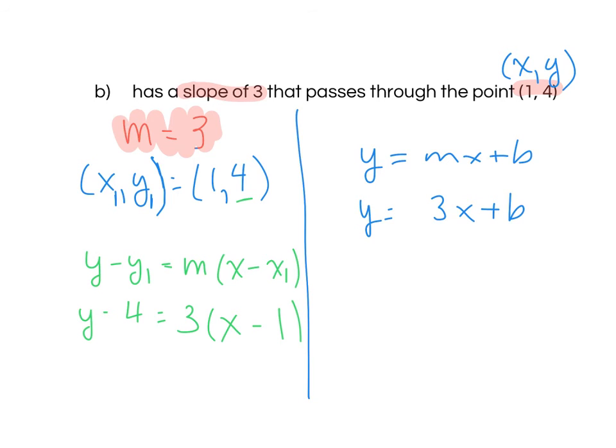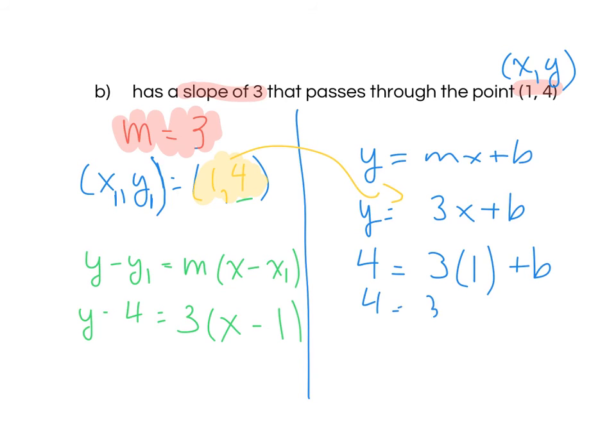So all I'm going to do is take this coordinate here and substitute that in for my x and y in the second step here. So I'm going to say, well, y was 4 when x was 1. And that just lets me solve for the single unknown that I have here, which is my y-intercept.